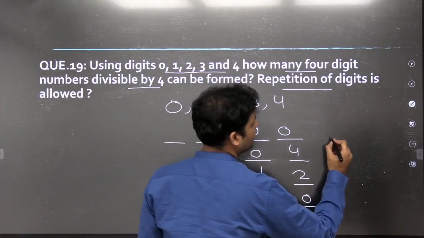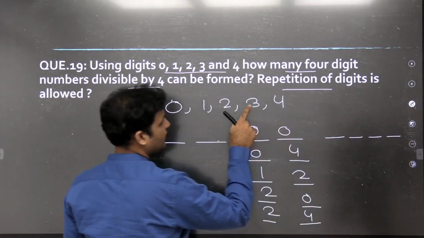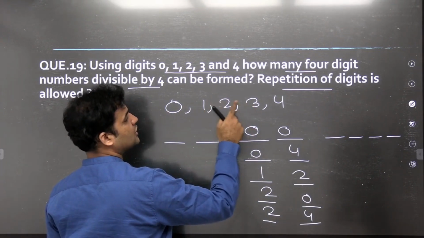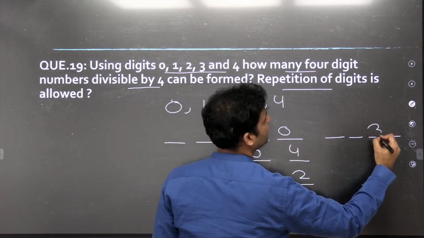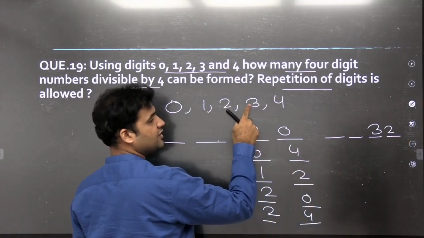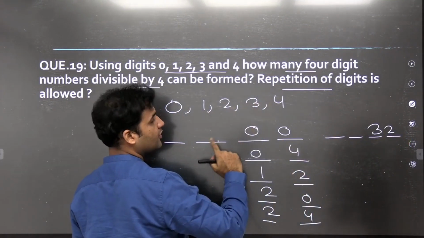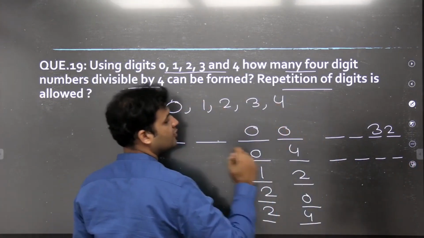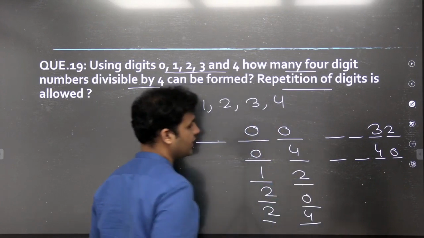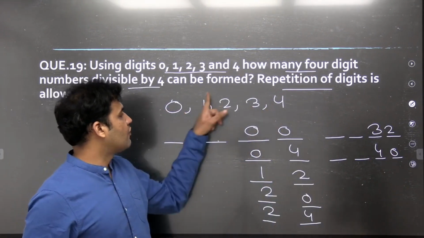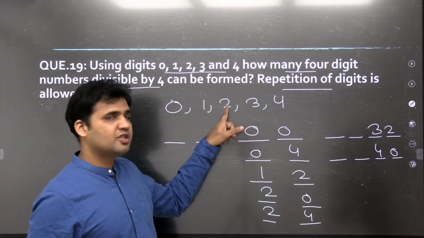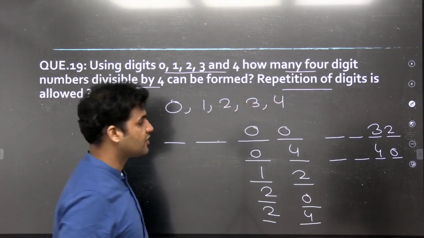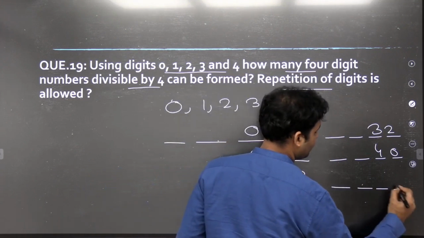The next case would be: start with 3. 3, 0 is possible? No. 30 is not a multiple of 4. 3, 1? No. 3, 2 is possible? Yes, 32 is a multiple. 3, 3? No. 3, 4? No, because 34 is not a multiple of 4. Okay, go with the fourth case. 4, 0 is possible? Yes. Placing 4 here, 0 over here. 4, 1? No. 4, 2? No, 42 is not a multiple of 4. 4, 3? No. 4, 4 is possible, right? So 44 is possible.